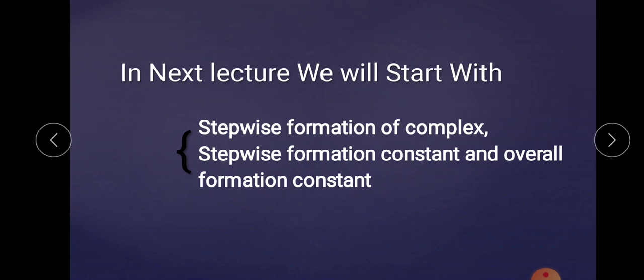This is all about the definition of stability and the two types of stability, thermodynamic stability and kinetic stability. And in kinetic stability we are discussing the labile and the inert complex.